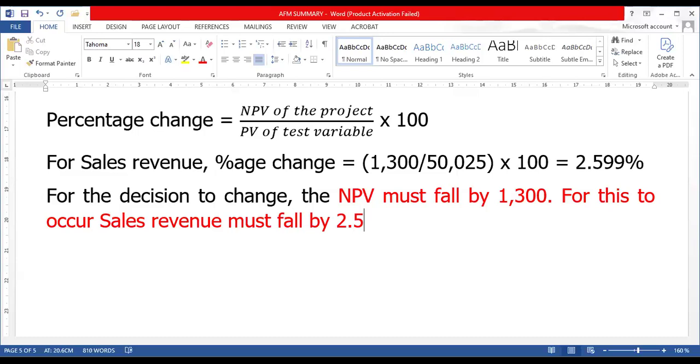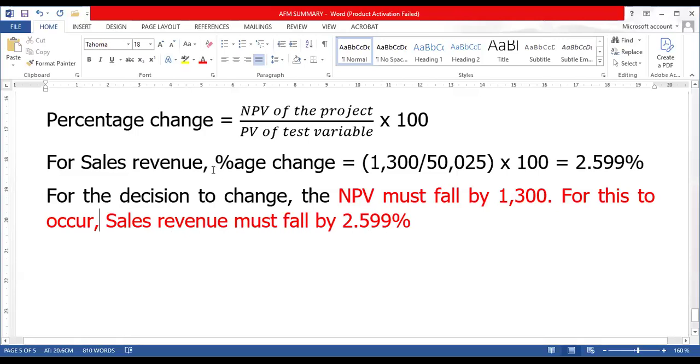You just use the percentage, don't use the amounts. You just put this must fall by this. For this to occur, sales revenue must fall or reduce by that percentage that you have computed. If you want it in terms of amount, you get this figure times the sales. So that's how you comment.